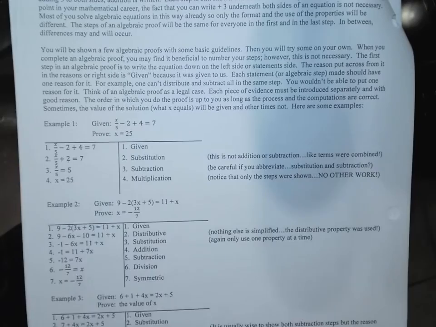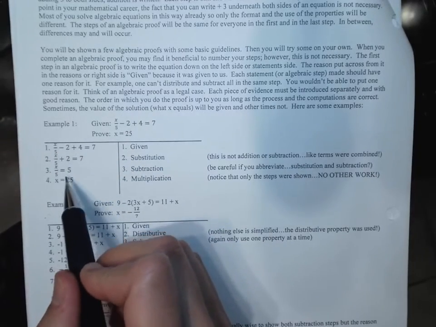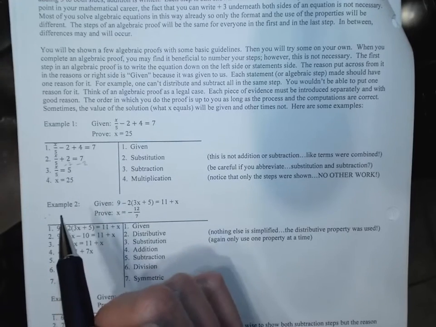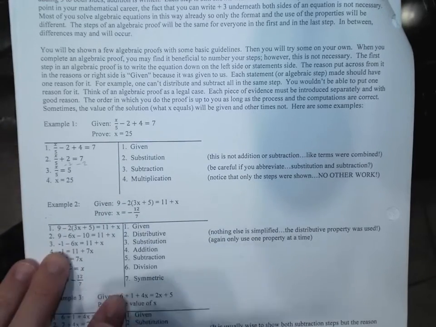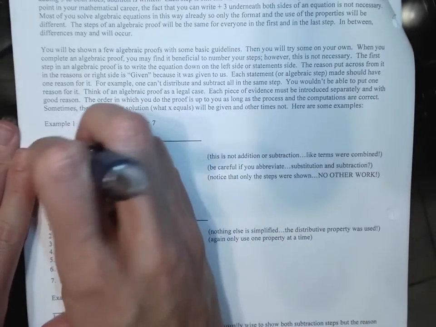Or maybe an easier example is the next step. They subtracted 2 from both sides to get x over 5 equals 5, but they didn't show that step of subtracting 2 to both sides. Those aren't necessary in a proof. It is necessary that we give a reason for each step along the way.